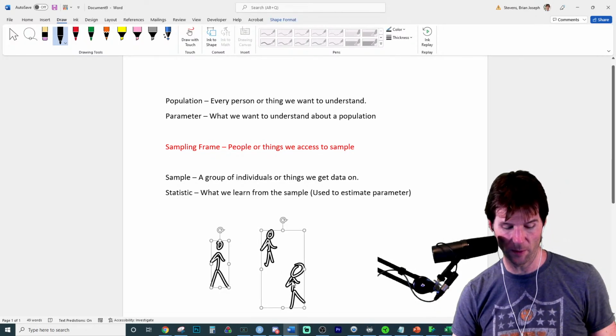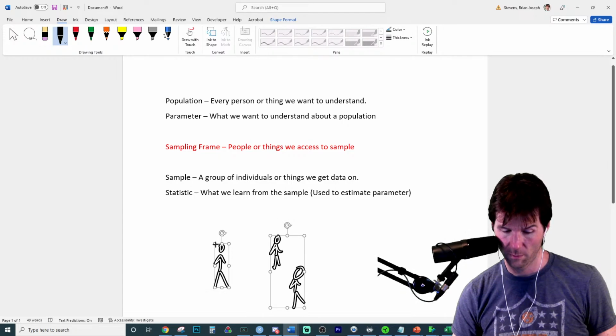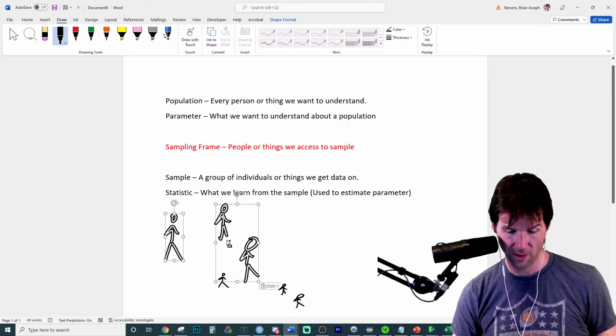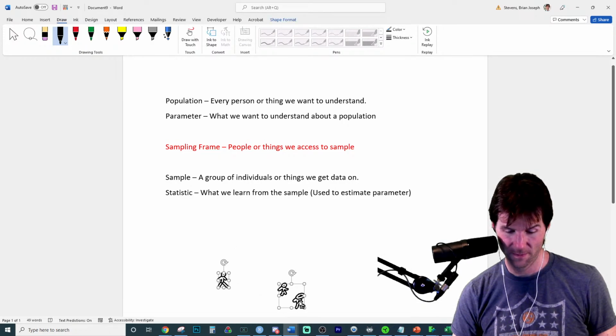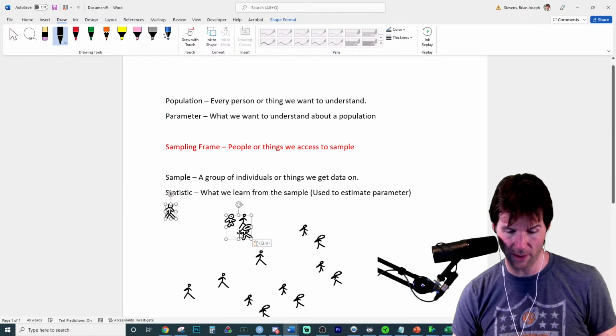Okay, we're going to get a bunch of people. Oh, I should have shrunk them first. Okay, let's get a bunch of people. Oh, really? I need to recopy them. I'm going to try to get a bunch of people. Okay, so we have a whole bunch of people.